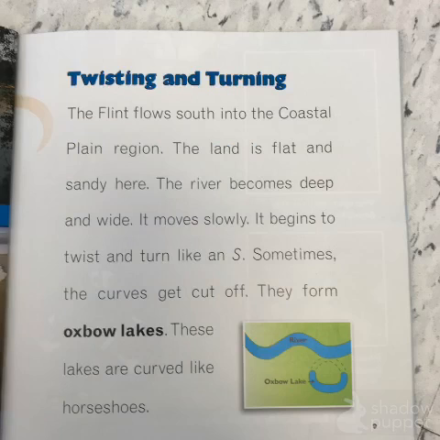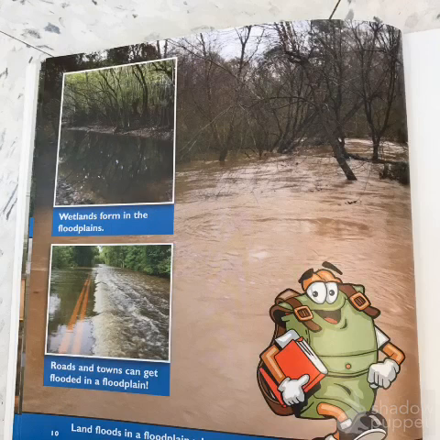The land is flat and sandy here. The river becomes deep and wide. It moves slowly. It begins to twist and turn like an S. Sometimes the curves get cut off. They form oxbow lakes. These lakes are curved like horseshoes. Wetlands form in the floodplains. Roads and towns can get flooded in a floodplain.